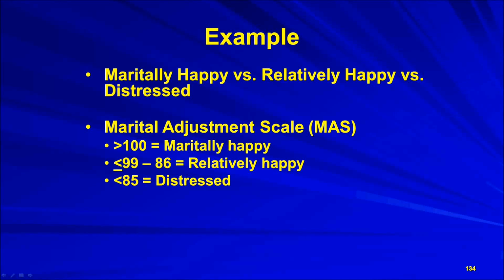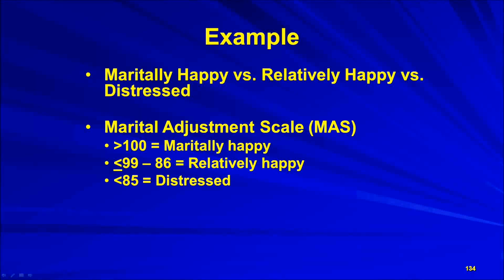So we're looking at somebody that might be maritally happy versus relatively happy versus distressed. And here's the criteria. And this is the marital adjustment scale. I have used it myself. There are 15 questions, and they categorize people pretty neatly into one of these three categories. So you can decide whether or not people should receive help or not, or the couple can.